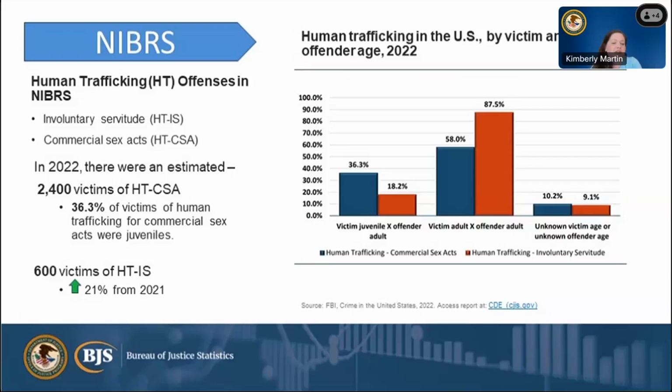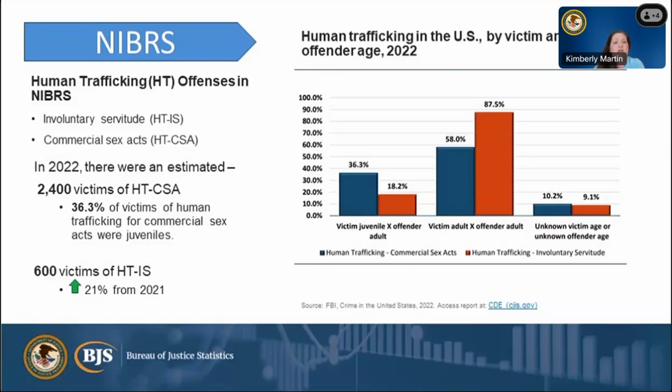So human trafficking is measured in NIBRS. I do not believe they capture human trafficking offenses in the NCVS. NIBRS measures 2 types of human trafficking, and these are crimes that are required to be collected as part of the Uniform Crime Reporting Program in general.